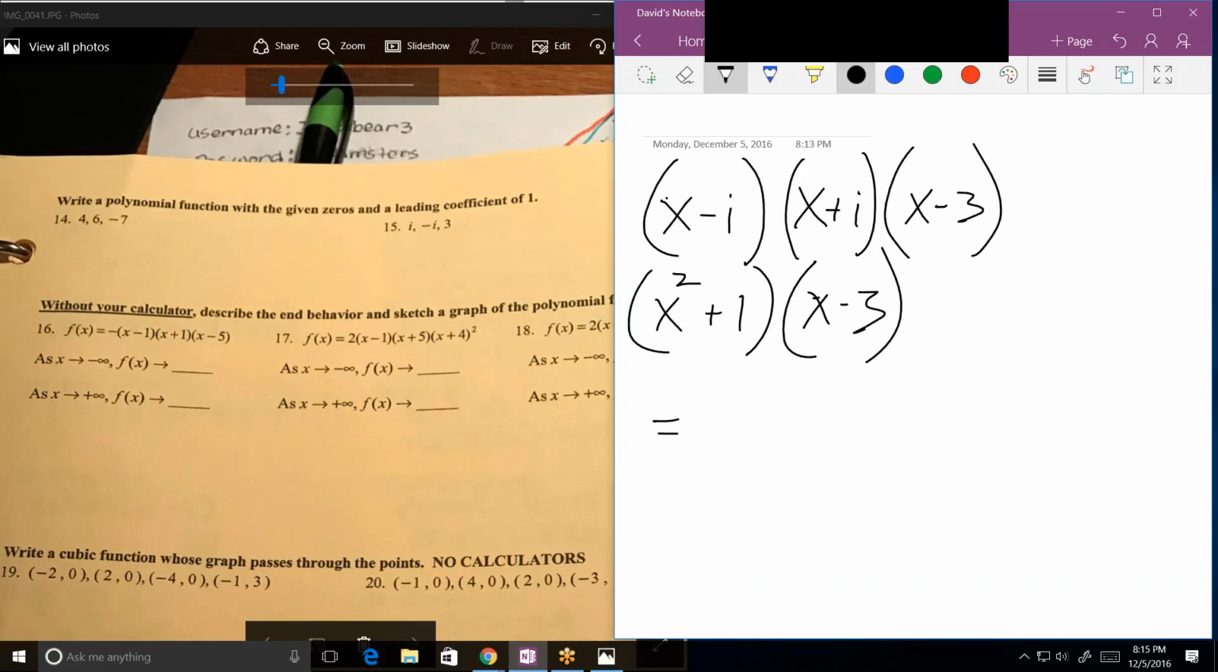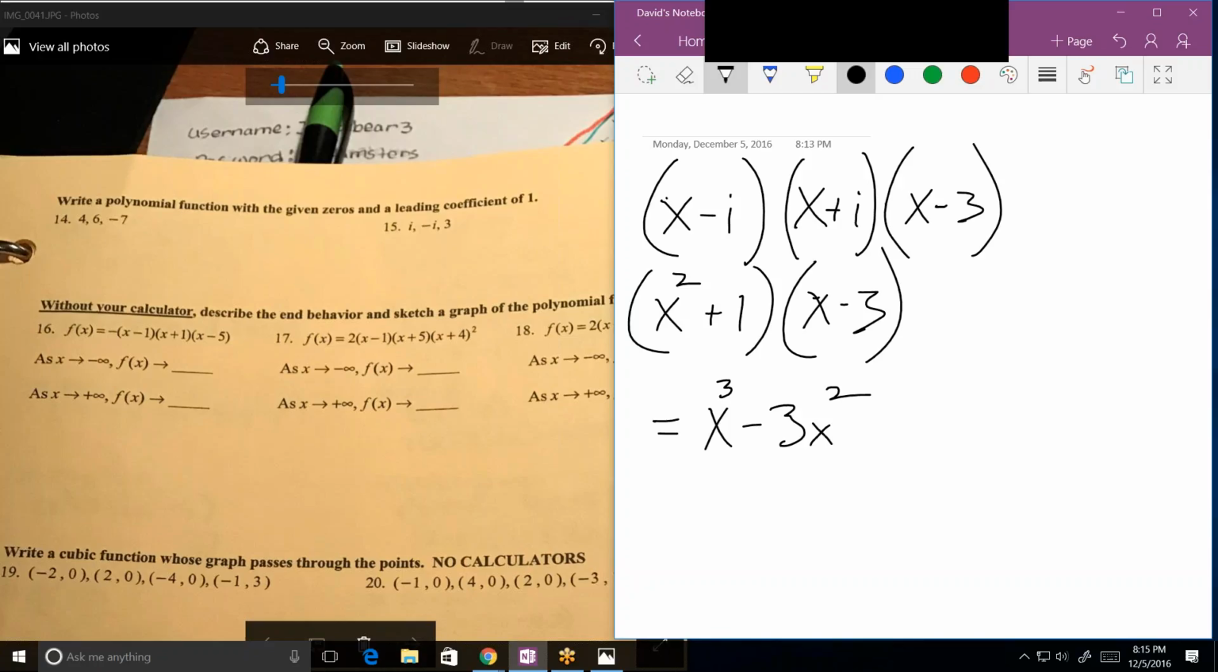Then you'd get x cubed. Here your two middle terms are not going to cancel, so you're going to have to do a complete FOIL on this. So it'd be x cubed minus 2x, minus 3x squared.